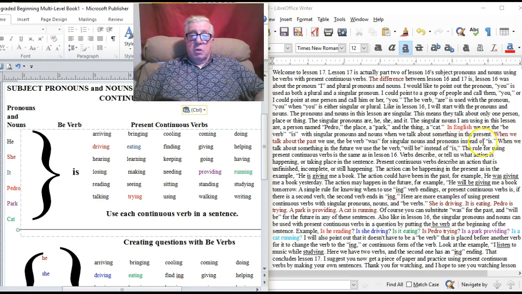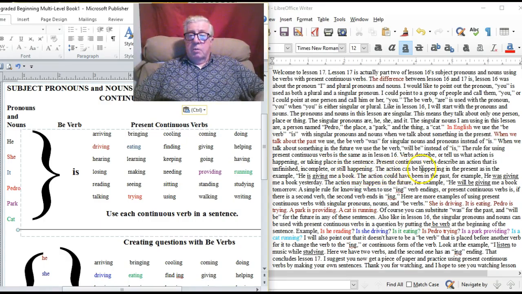The rule for using present continuous verbs is the same as in Lesson 16. Verbs describe or tell us what action is happening or taking place in the sentence. Present continuous verbs describe an action that is unfinished, incomplete, or still happening.